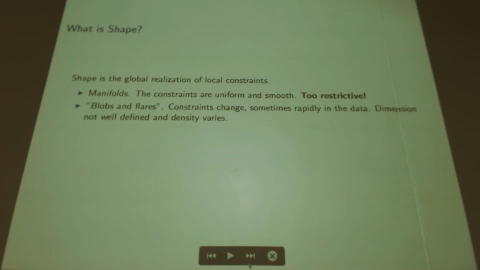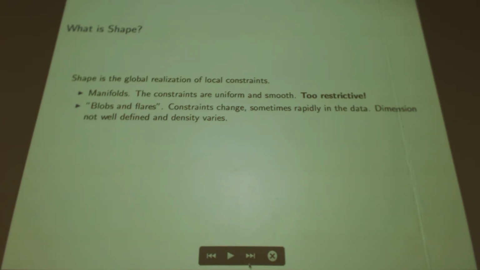In particular, we want to detect things that are sort of blobs and flares, where the constraints on the data change rapidly as you move through the space. So your local dimension isn't really even a well-defined property. This is what data looks like in most situations, I should say outside of physics. In physics, data does look like a manifold because the equations are extremely uniform, or maybe I should say because there are nice algebraic equations you can write down.